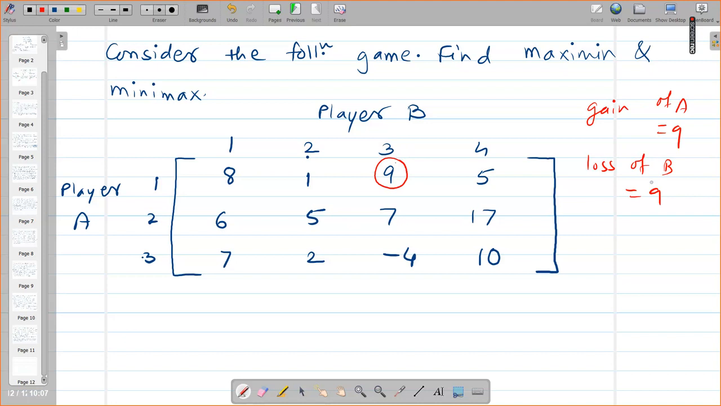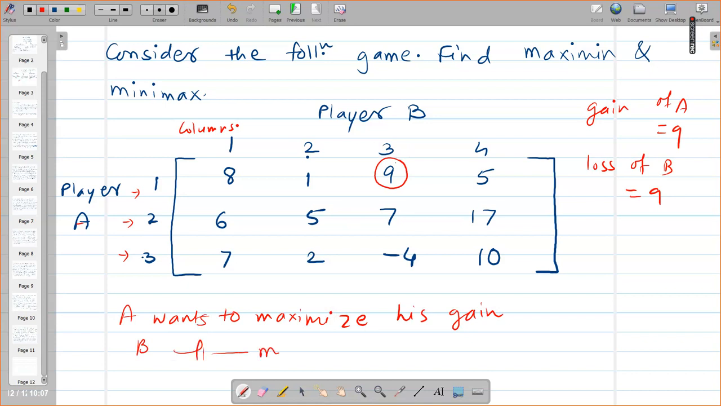Do you understand it? So what is A's interest? What is A interested in? A wants to maximize his gain. The player we write row-wise, always remember, row-wise means like this, and these are columns. Okay, so A wants to always maximize his gain and player B always wants to minimize his loss. Will you remember these things?